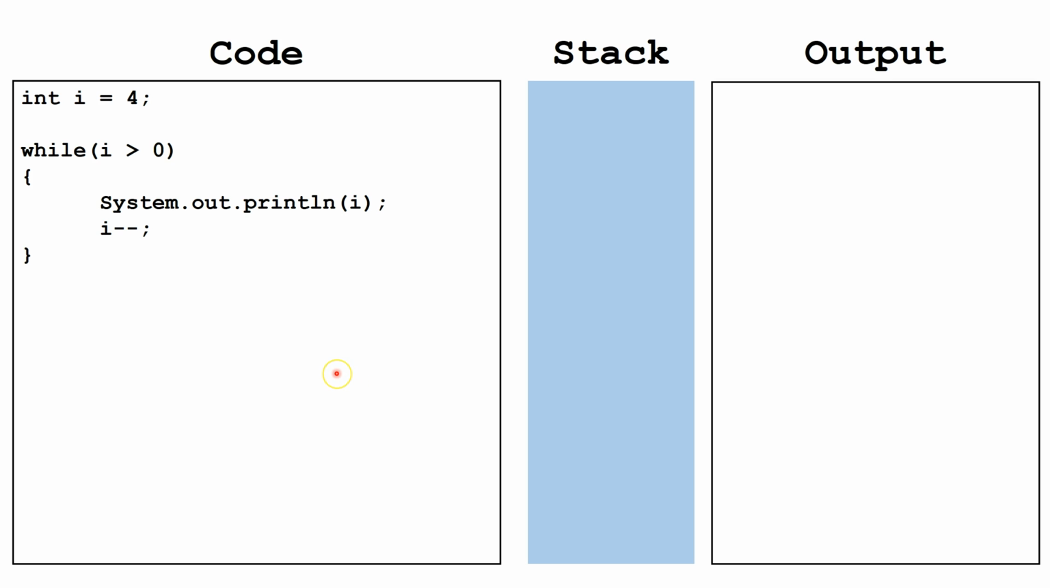Let's try tracing out this while loop. We start by declaring I and initializing it to 4. Next, we check, is I greater than 0? A while loop doesn't necessarily run even one time. If this first evaluates to false, we will skip over the entire body of the while loop. Since this evaluates to true, we will continue on and execute the body of the while loop.